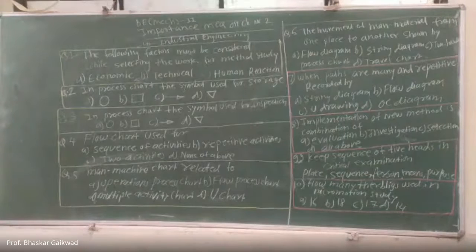Okay. Anybody having any doubt related to any questions, you can ask. Then we'll go for next chapter number 3, ergonomics and industrial safety. Okay, so shall I go for the next chapter? This is the last chapter of our industrial engineering first section. Anybody having any doubt, you can ask. Shall I go to the next chapters? Yes.